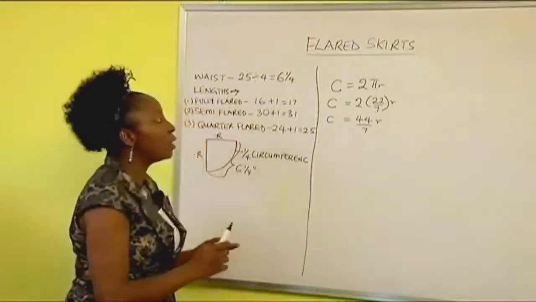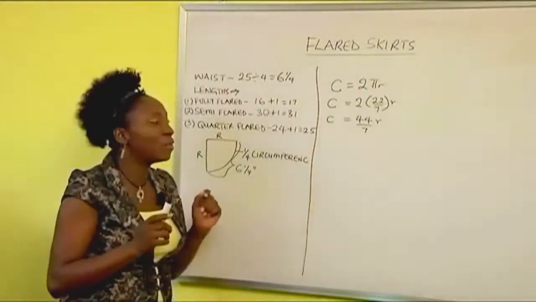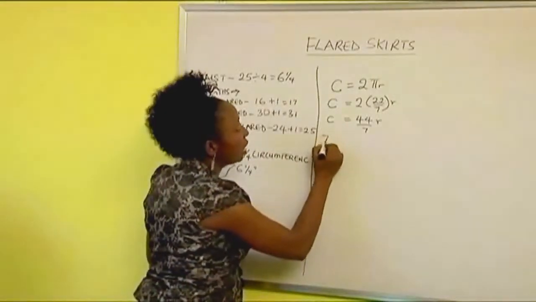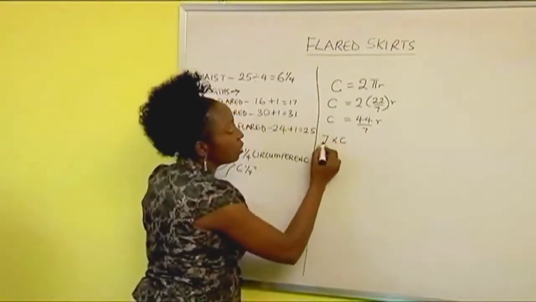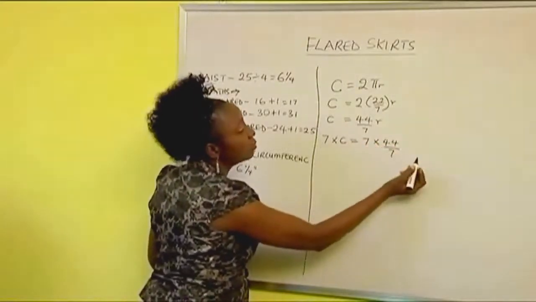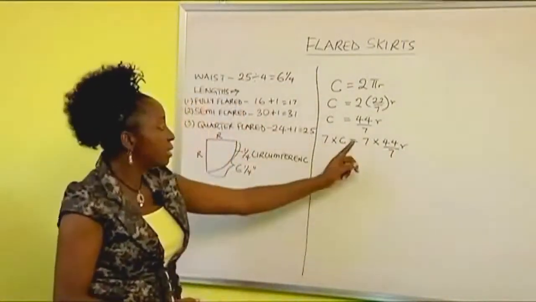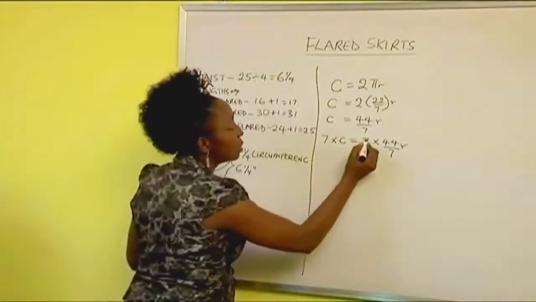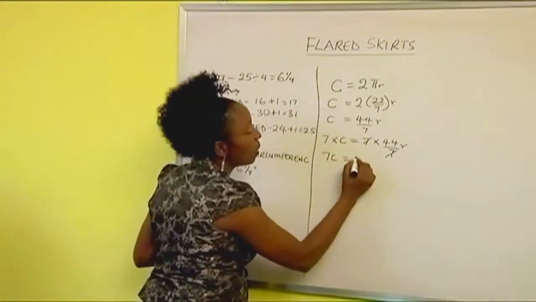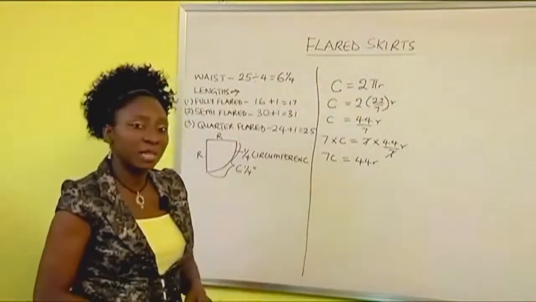Now, after I've done this, I'm going to multiply both sides by 7, because I'm trying to see how I'm going to make r the subject of the formula. So I multiply C by 7, and that gives me 7 times 44/7 r. In mathematics, once you have this, you know 7 will cancel 7 out, so you cross those out. What you're left with is 7C equals 44r. So you can see that we're very close to making r the subject of the formula.